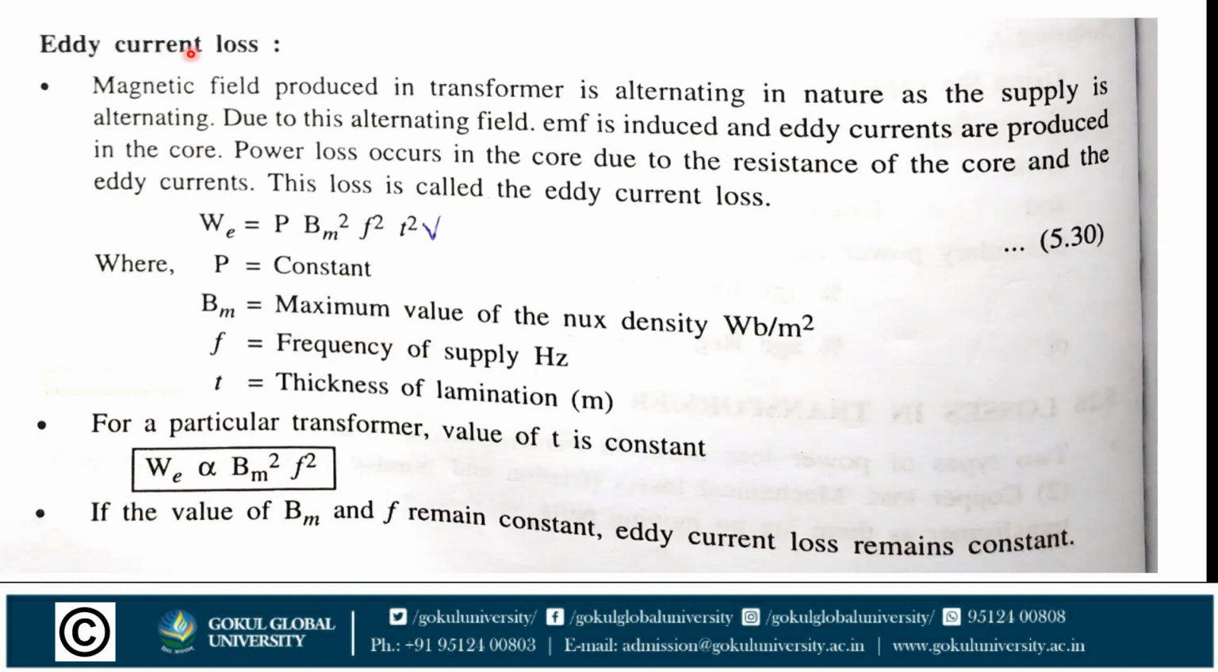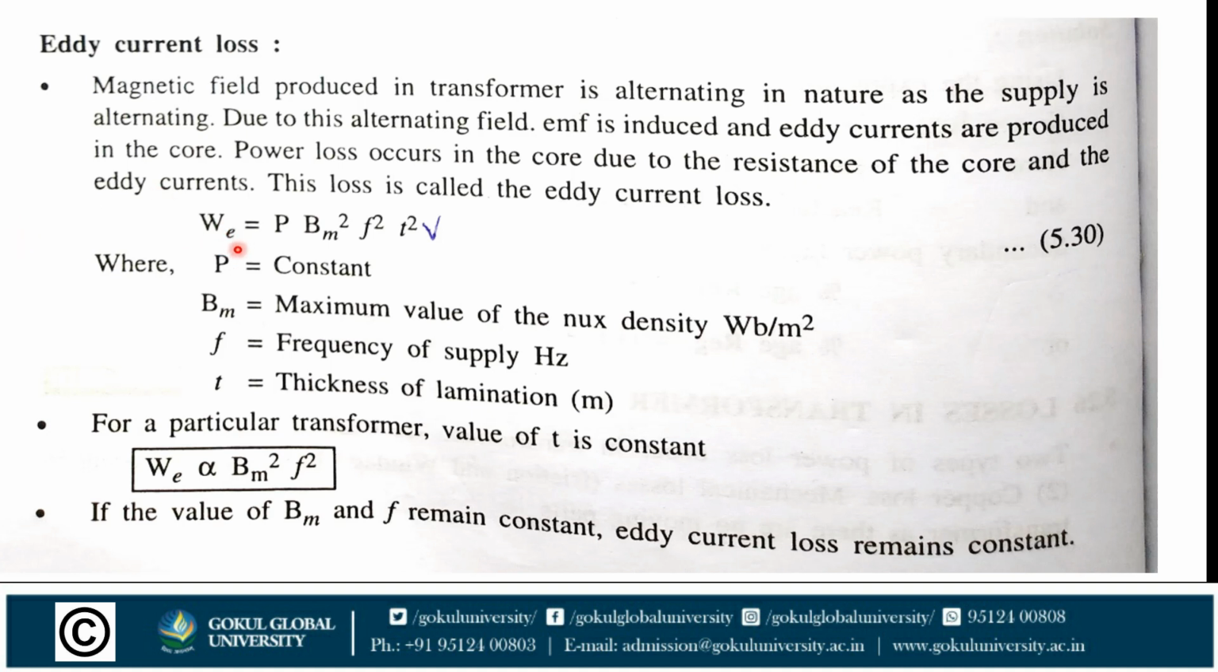Second one is eddy current loss. Now what is eddy current? The magnetic field produced in the transformer is alternating in nature because the supply is alternating. Now due to this alternating field, EMF is induced and eddy currents are produced in the core. So power loss takes place in the core due to the resistance of the core and the eddy currents. Now this loss is called the eddy current loss.